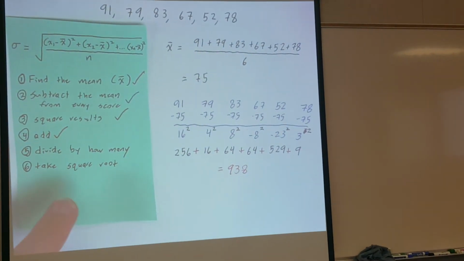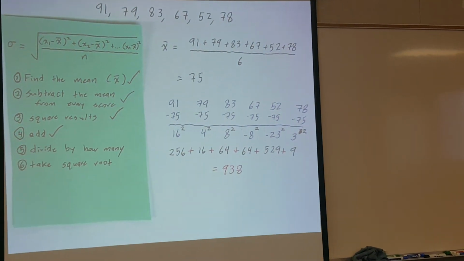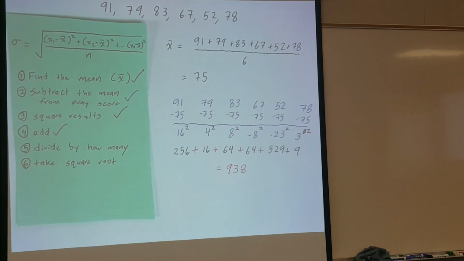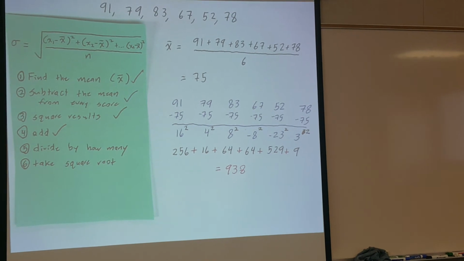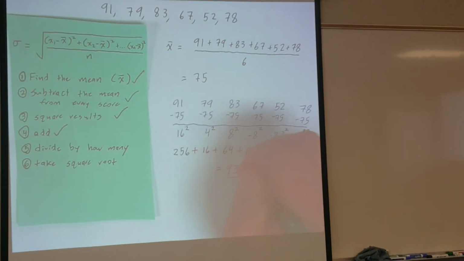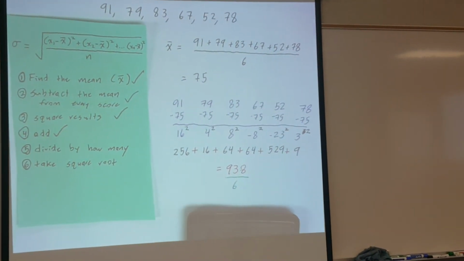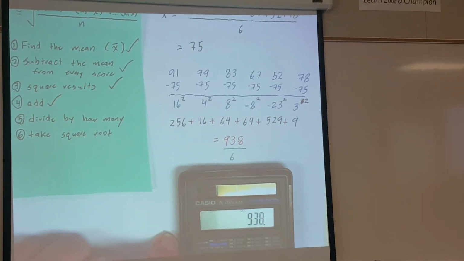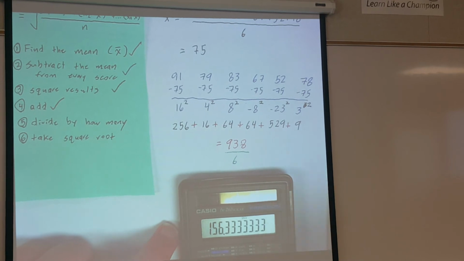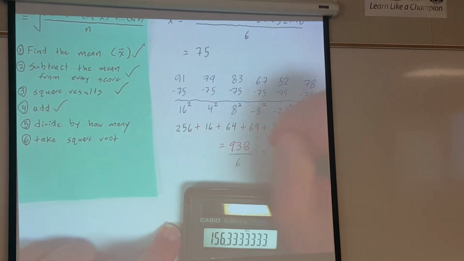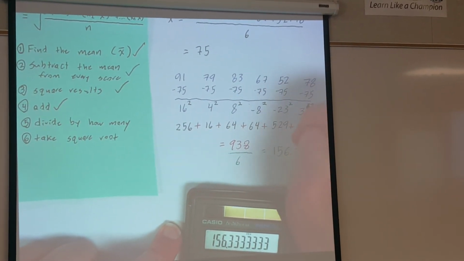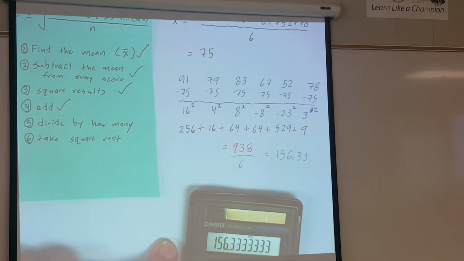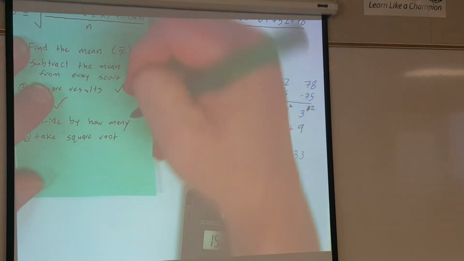So the next thing it told us in step 5 was divide by how many there were. And we already knew from finding the mean that we had a total of 6 scores. So we're going to divide this by the number 6. Again, we can grab our calculator, and we're going to take 938 and divide it by 6. And that gives us 156.3. And you can write down several decimals if you want. Okay, so we just divided by how many there were.